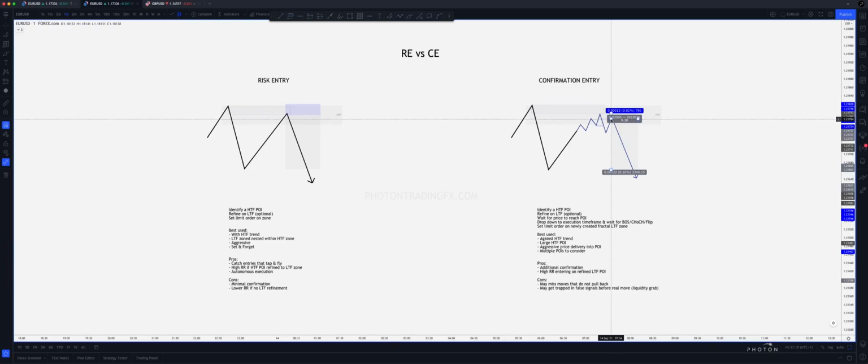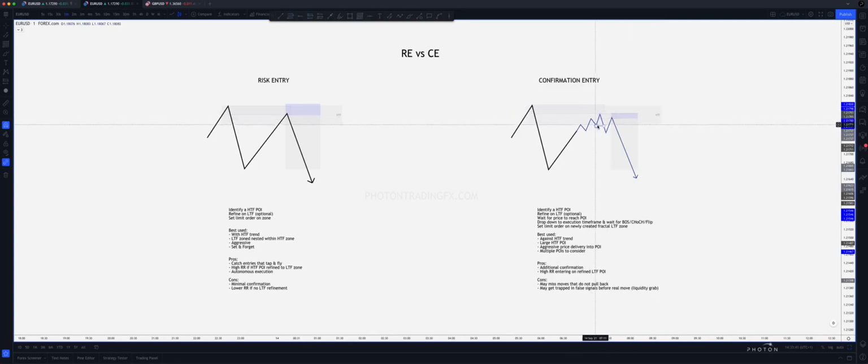And you'd set your limit order on that newly created fractal lower time frame zone, and then you've got a bit more confirmation that this high time frame zone is going to hold. So if you were going to use both types of entries, confirmation and risk, this would be better to use if you're trading counter trend, because obviously there's less probability compared to pro trend trades that this zone may hold.